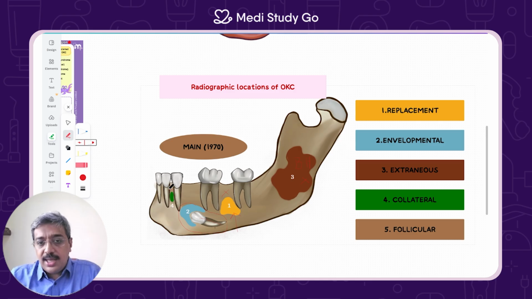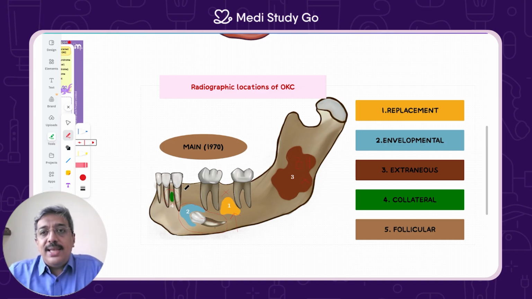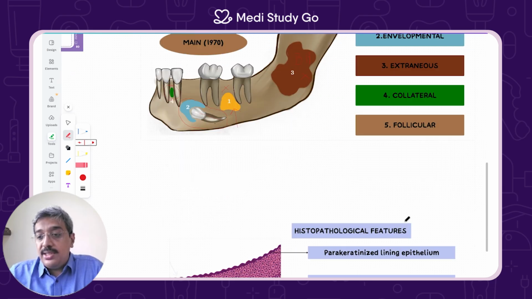Collateral is the one which is occurring in between two teeth. We are not sure what is originating this particular entity. It can be basal cells, or it can also be the cell rests of Serres which are present. The fifth type is a unique entity called the follicular variant. In this particular type, there is a tooth.